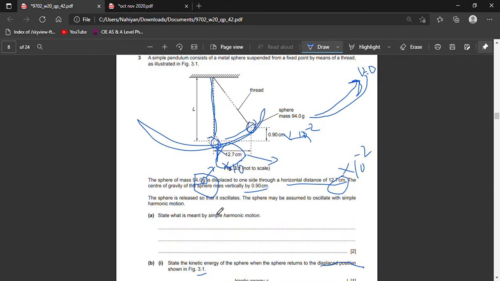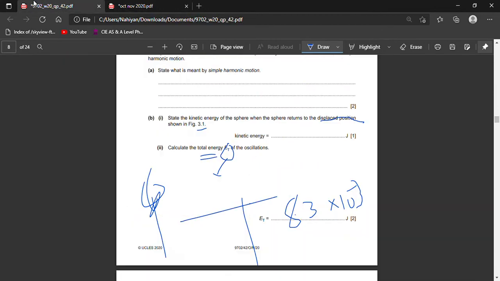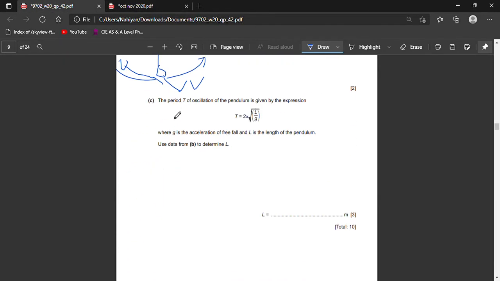Moving on. The period T of oscillation of the pendulum is given by the expression. We got this formula also in O-level practicals; you might have also come across it. Coming back to the question, the period T of oscillation of the pendulum is given by the expression, where g is the acceleration of free fall and L is the length of the pendulum. We also know this.